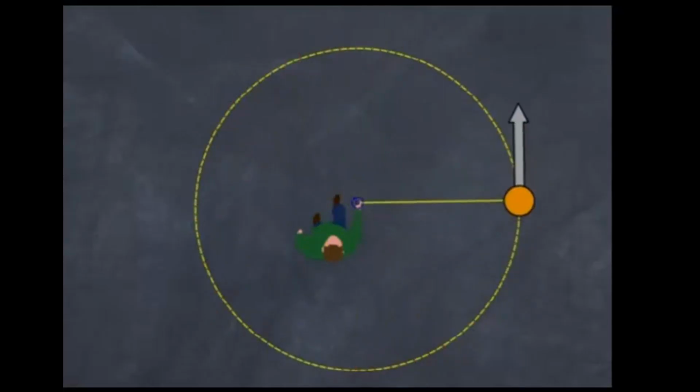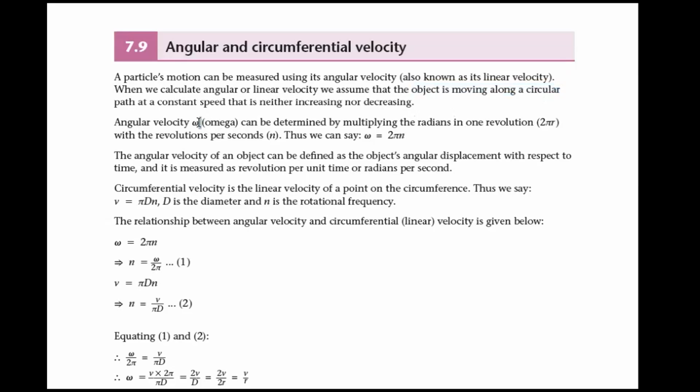Okay, angular velocity, which goes as omega, can be determined by multiplying the radians in one revolution, 2 pi, with the revolutions per second. So this is how we get the formula. I just call it W, but it's actually omega. So W is equal to 2 pi n. That's the angular velocity.